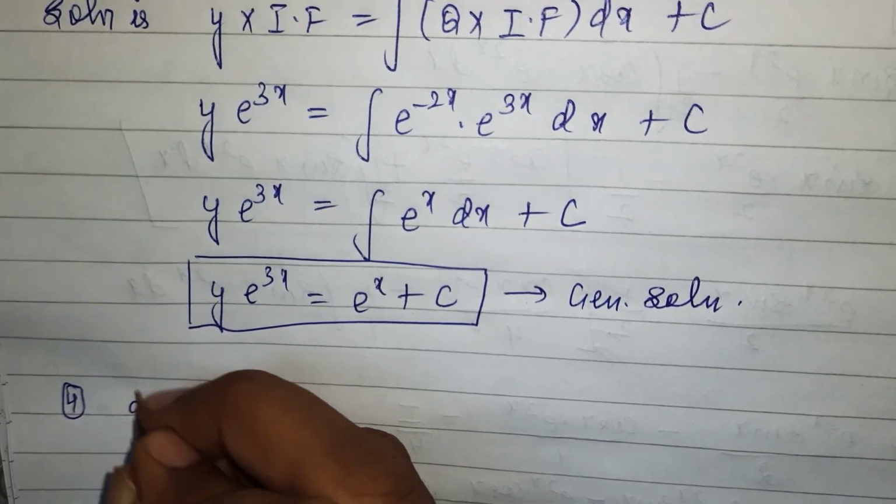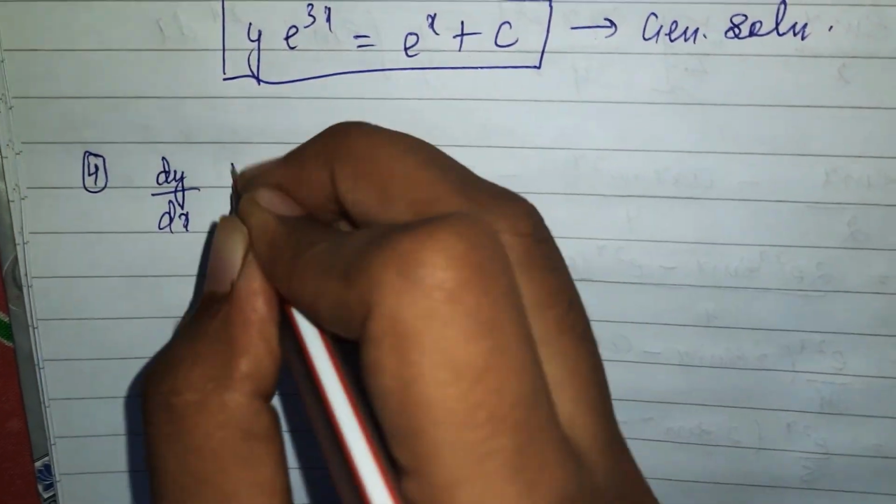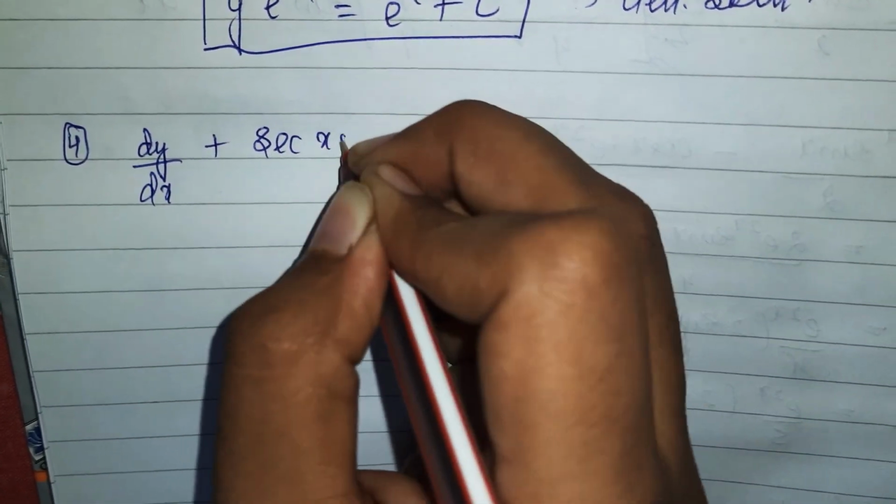Okay, come to question number 4. In question number 4 we'll have dy by dx. Till now I am getting the first form, xy.